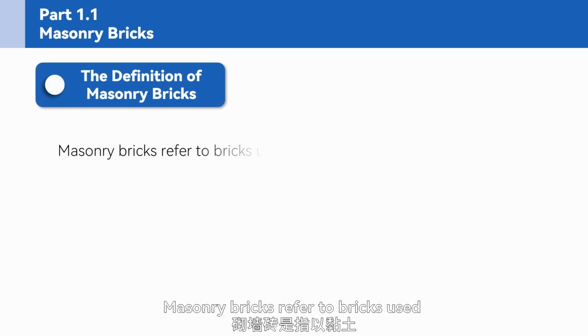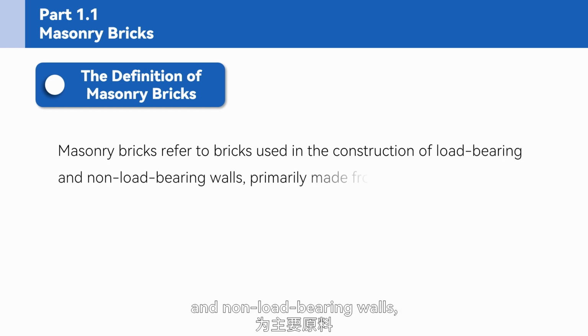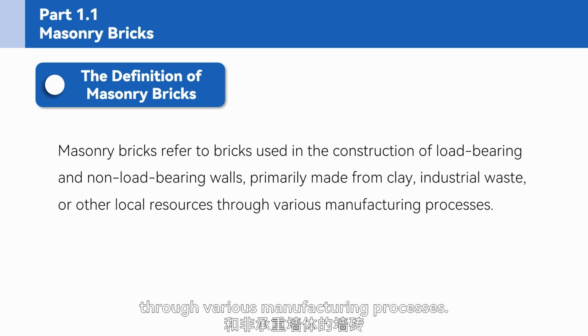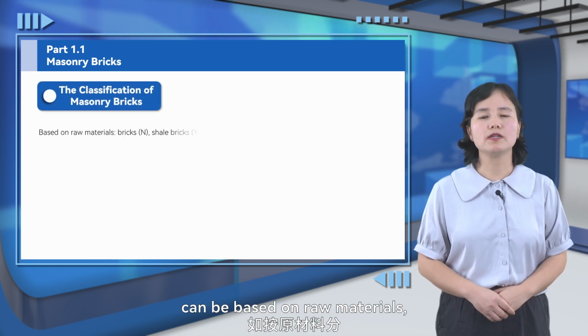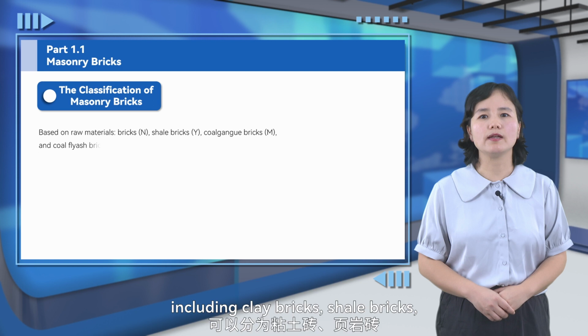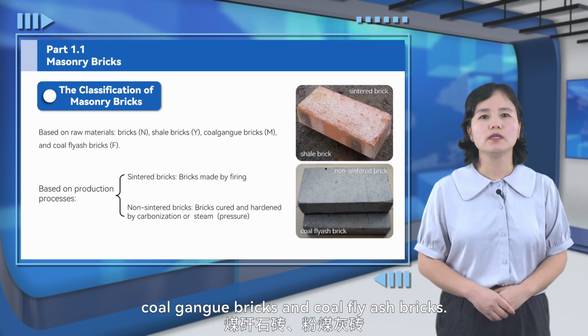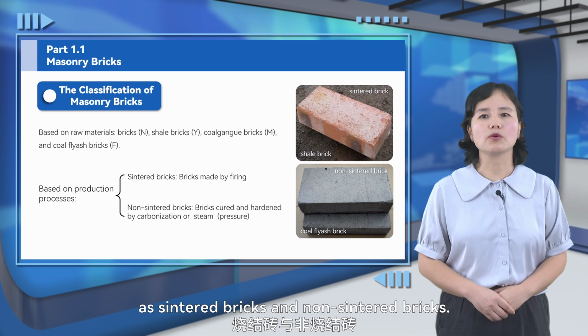Masonry bricks refer to bricks used in the construction of load-bearing and non-load-bearing walls, primarily made from clay, industrial waste, or other local resources through various manufacturing processes. The classification of masonry bricks can be based on raw materials, including clay bricks, shale bricks, coal gangue bricks, and coal fly ash bricks. Based on production processes, they can be categorized as sintered bricks and non-sintered bricks.